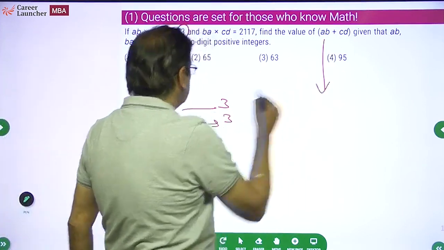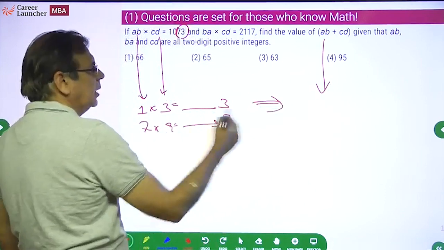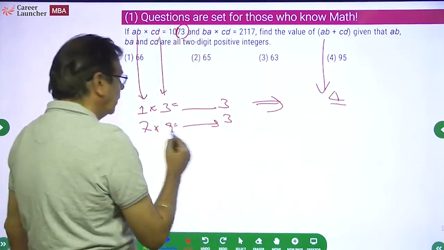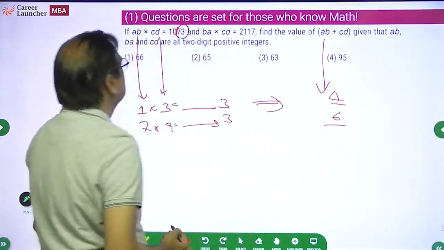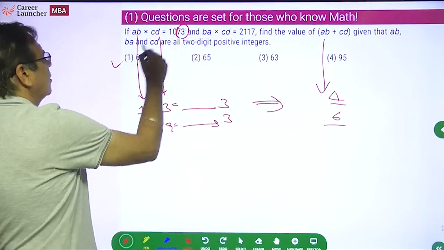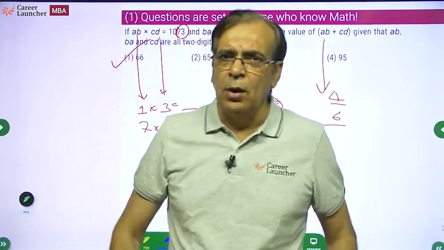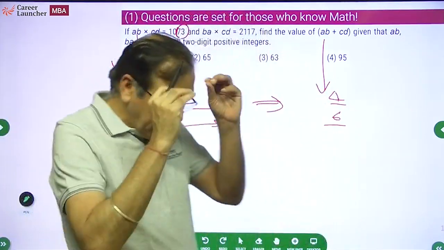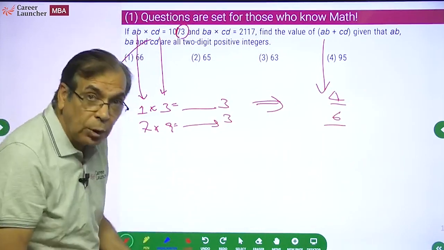Then the unit digit of the sum in this particular case is going to be 3 plus 1, 4, and the unit digit out here is going to be 6. Your answer can be either 64 or 66. 66 becomes the correct answer. So I hope this establishes one basic principle for you, that choices are important.